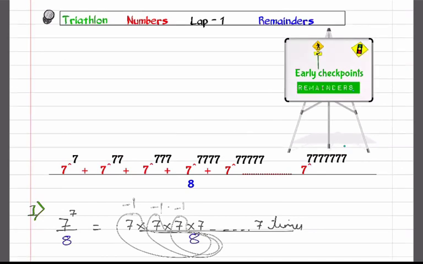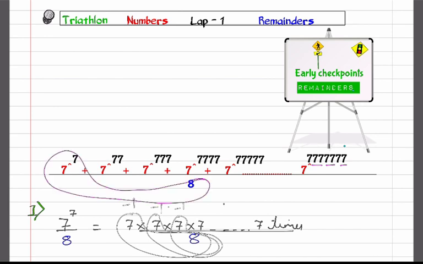Now let's see one more, the early checkpoints. From warm-up problems we have moved on to early checkpoints. The problem looks difficult now, right? 7 raised to 7 plus 7 raised to 77 plus 7 raised to 777, going like this up to 7 raised to 1, 2, 3, 4, 5, 6, 7, that is 7 raised to 7 times. Now how will I solve this? As we have learned in the earlier part, if the numbers are bigger, we find the individual remainders. So let's go for this.